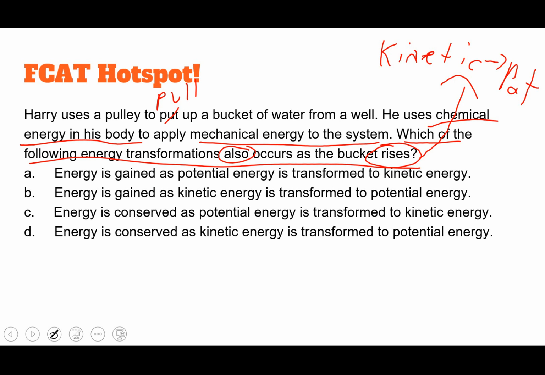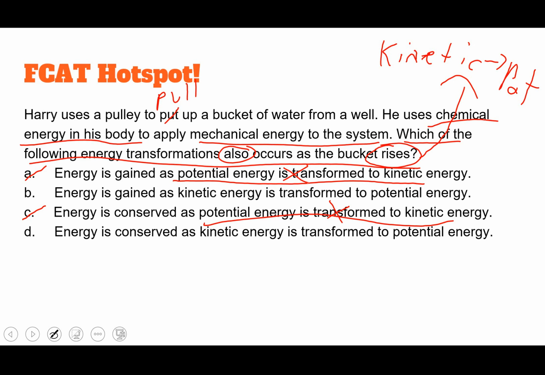All right. Now, let's go ahead and eliminate the answers we know are not true. We're looking for kinetic to potential. So C says energy is conserved as potential energy is transformed to kinetic, but we know that the bucket rising is going to transform kinetic to potential. Also, A, energy is gained as potential is transformed to kinetic energy. So A and C both say potential to kinetic, and we know those won't work. So it's between B and D right now.